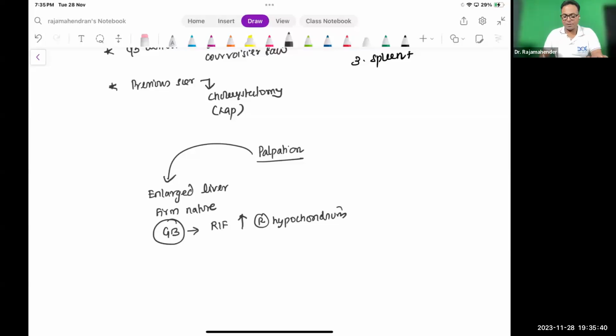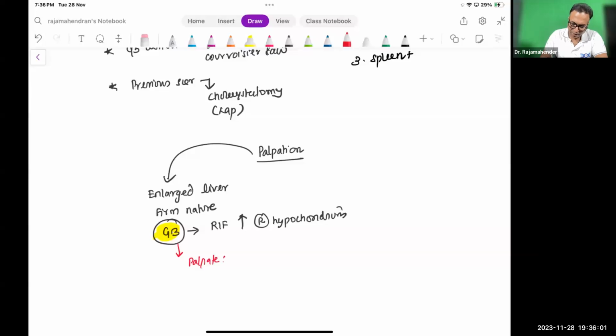Don't forget, if you miss examining the gallbladder, you are not going to get a good score in obstructive jaundice, because the examiner will be waiting only for this finding. You have to say whether the liver is enlarged, whether you could palpate the gallbladder separately or not. If you are able to palpate, what is it?